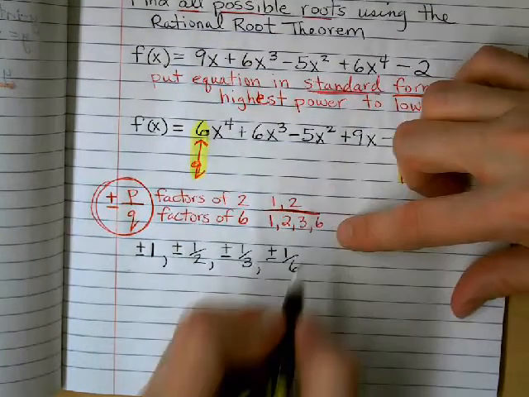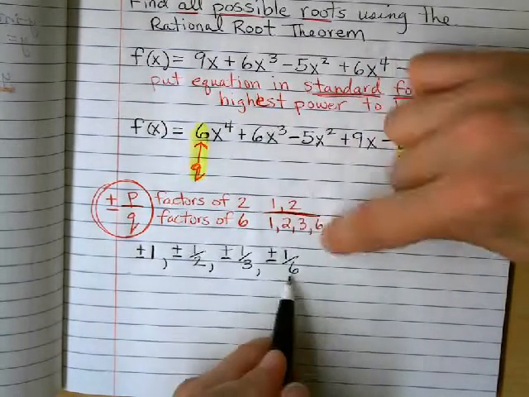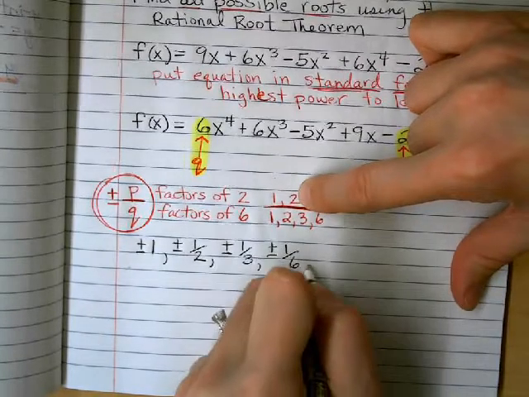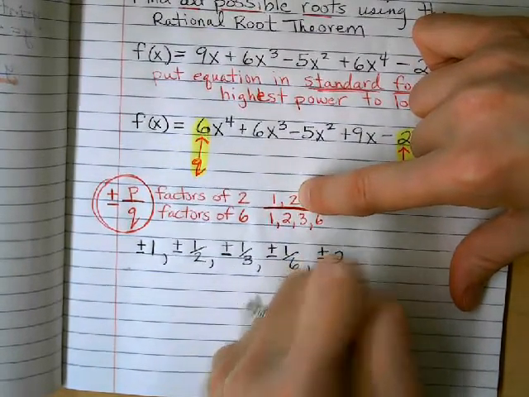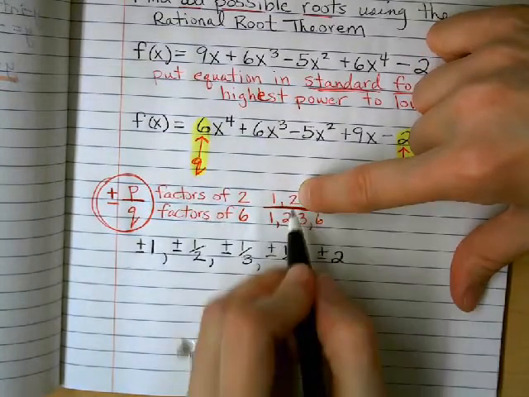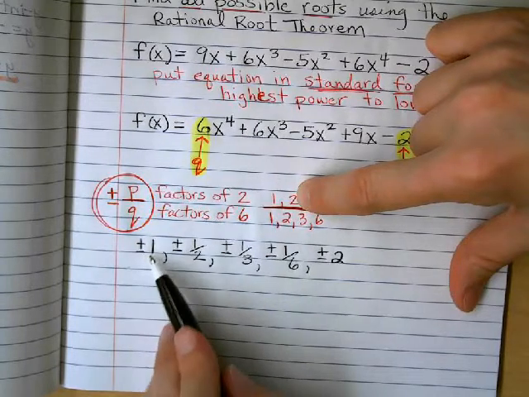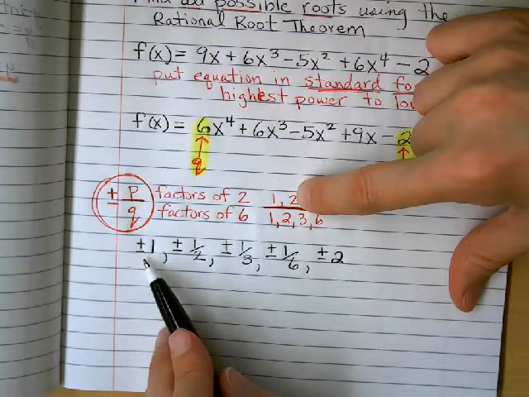Okay, so I did 1 over 1, 1 over 2, 1 over 3, 1 over 6. Now how about 2 over 1? 2 divided by 1, that's 2. What's 2 divided by 2? Okay, we already have 1 in our list, don't we? So I'm not going to write it again. You don't have to write repeats. 2 over 2 is 1, so I don't need to write that again.